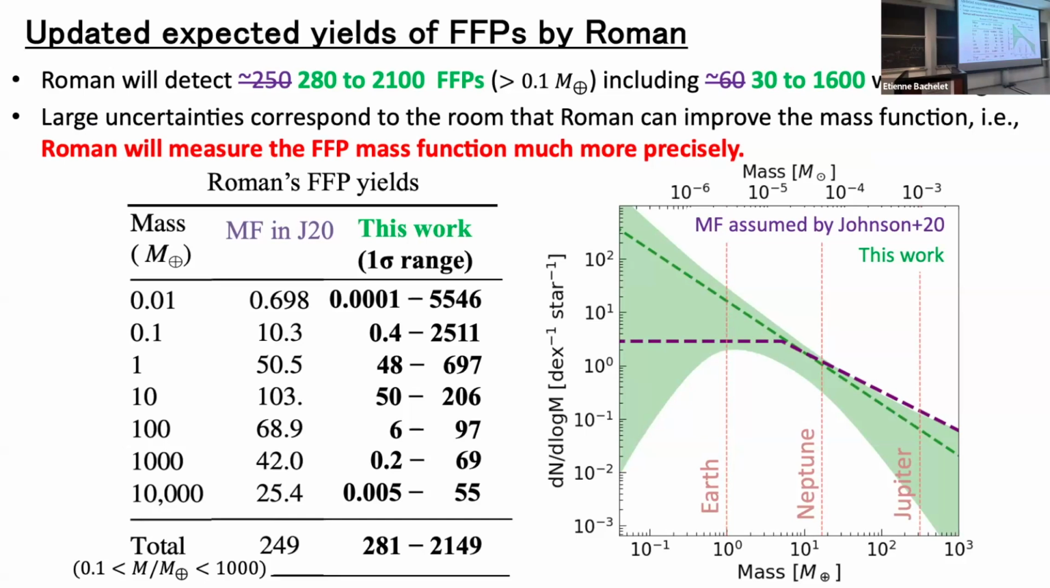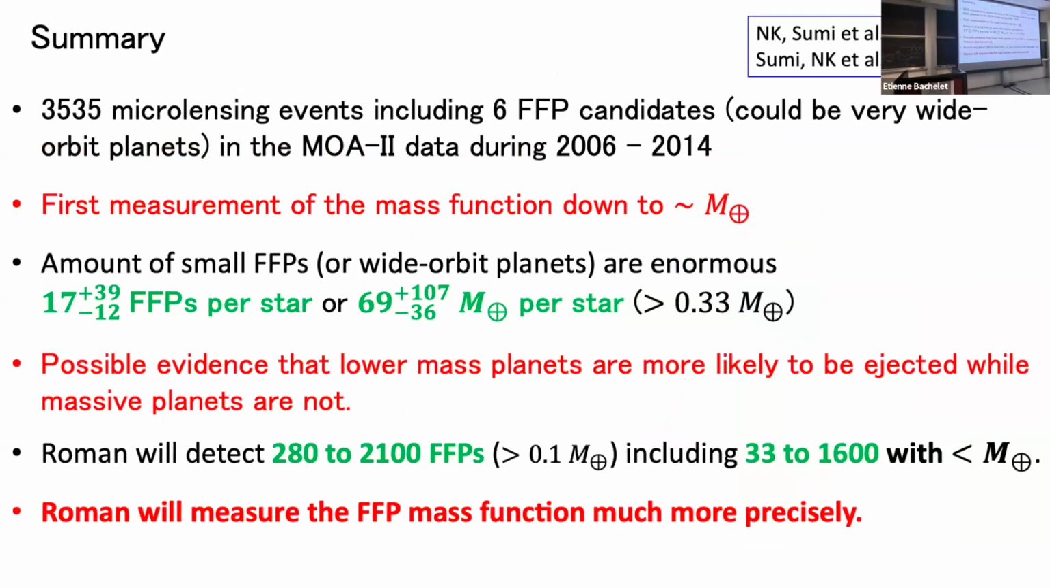And we estimated that Roman will detect 280 to 2,100 FFPs, including about 30 to 1,600 with masses lower than Earth mass. So obviously there are large uncertainties, but these large uncertainties actually correspond to the room that Roman can improve the mass function. That means Roman will measure the FFP mass function much more precisely. So here is a summary. I don't have time, so I will leave this summary and take your questions.